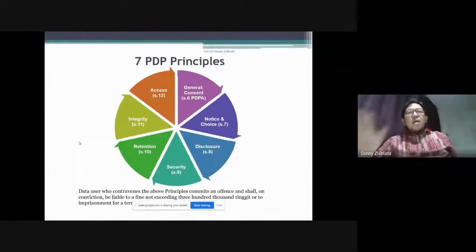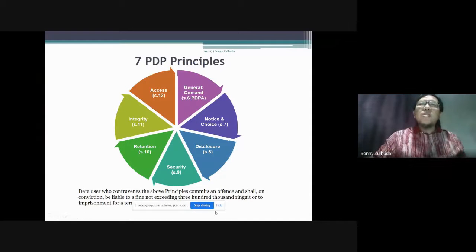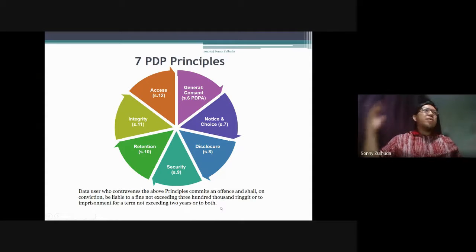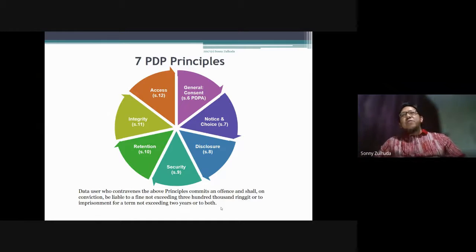Okay. I want to share with you what Malaysian law has to say. This is not exactly the same as what other countries have said, but I can assure you that more than 90% of what I'm going to say is actually found in other laws as well. So let me talk about this. In Malaysian law, starting from section 6 until section 12 of the Personal Data Protection Act 2010, it highlights 7 PDP principles, 7 personal data protection principles.